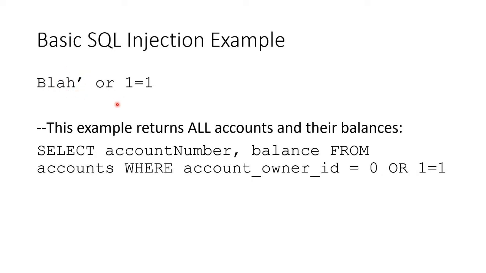Okay, so now you keep this in mind. We could use a select statement. Select meaning give me the account number and the balance from a table called accounts, where the account owner ID equals 0. In other words, the very first account. Or 1 equals 1. The fact that this is true means this will also run. How do you like that?